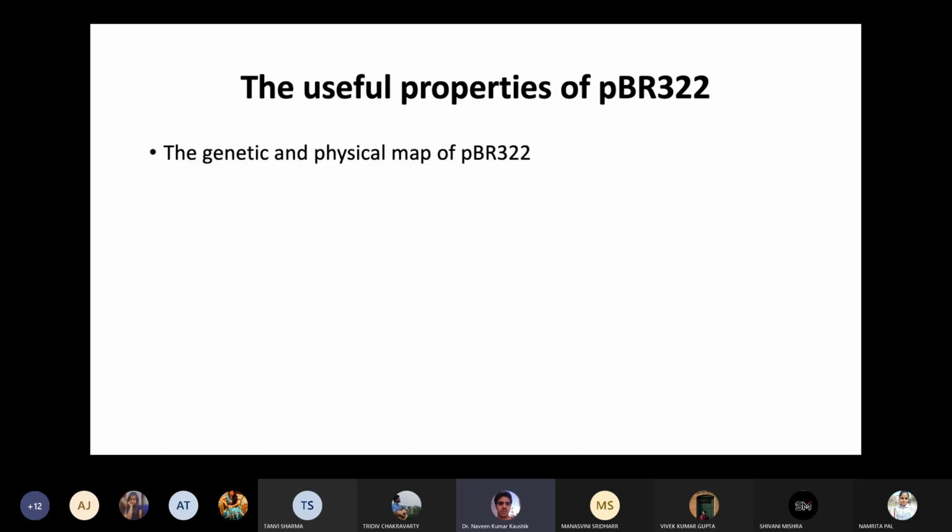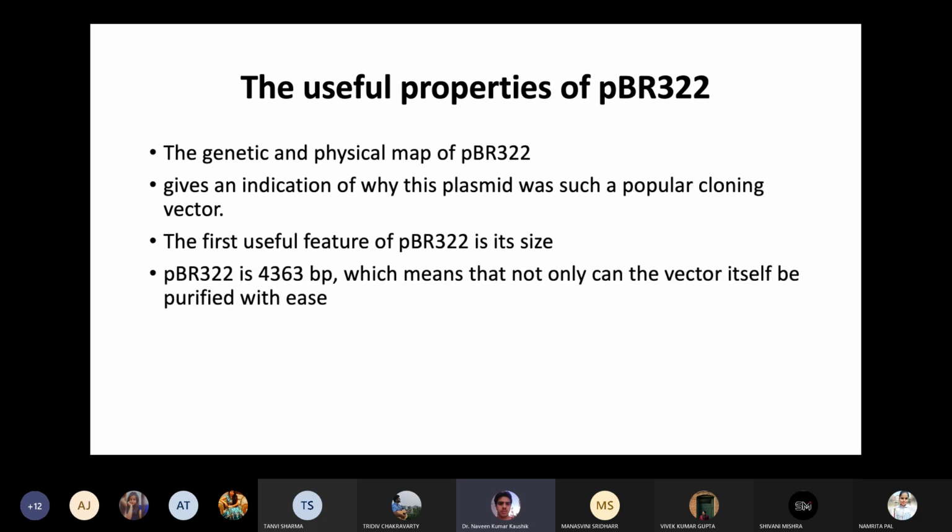Okay, so the property that it has. I think now we are at the end of our session, so I'm stopping here, and the detailed property of PBR 322 I will talk about in the next session on Monday.